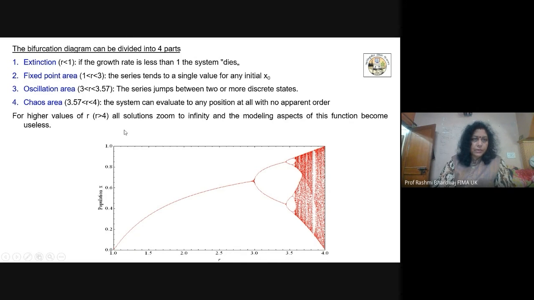So you see that up to r less than 1, you are getting an extinct value. From 1 to 3, you are getting a fixed point area. From 3 to 3.57, you get different types of oscillation, meaning here 2 to 4, 4 to 8, like this. And when you have 3.57 to 4, you are getting a chaotic zone. And again, for higher values, up to that you are getting a similar way. After that, if you go further, you are not able to find any trajectories.